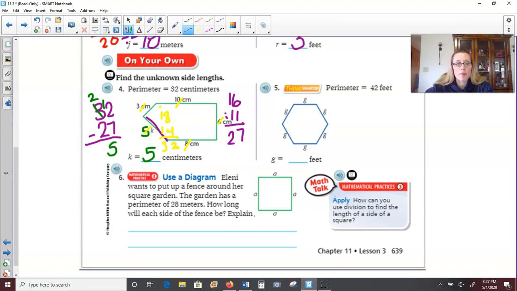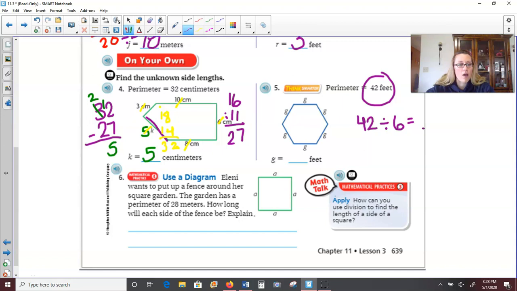All right, number 5, think smarter. I don't think you have to think too smart, but our perimeter is 42 feet for this shape here. And all of the sides are labeled G, which means they're all the same. And if we have a total perimeter of 42 feet, we need to divide that by all of the sides. So how many sides does this shape have? It has 6 sides. So what kind of shape is this? Think of the X in 6. Hexagon, hexagon, don't forget that.